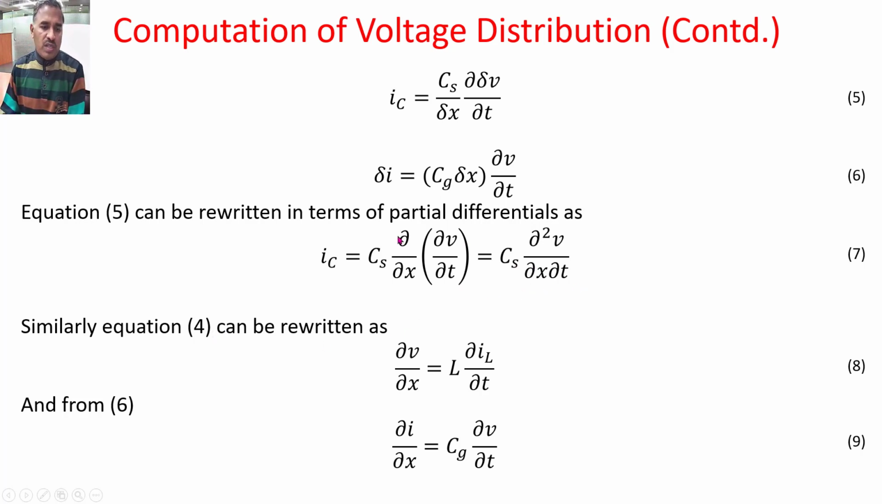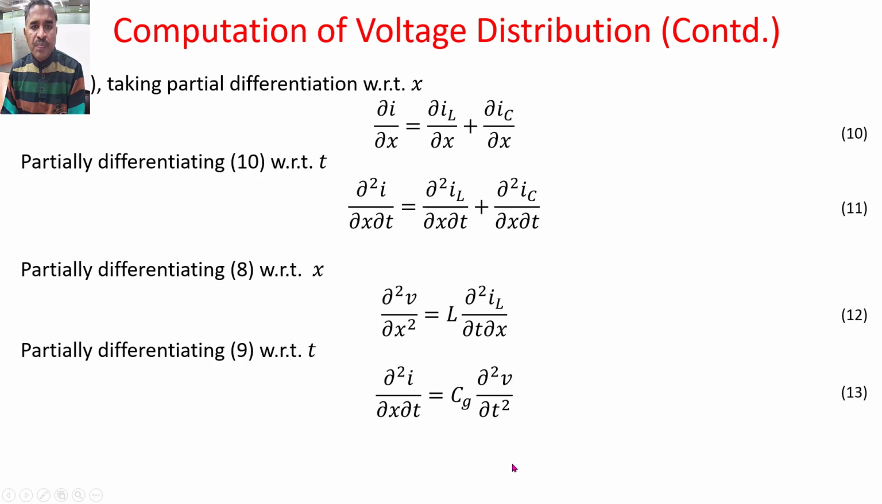Similarly, equation 4 can also be rewritten: ∂v/∂x equals L into ∂IL/∂t. And from 6, again, this equation we can rewrite as ∂I/∂x equals Cg into ∂v/∂t.